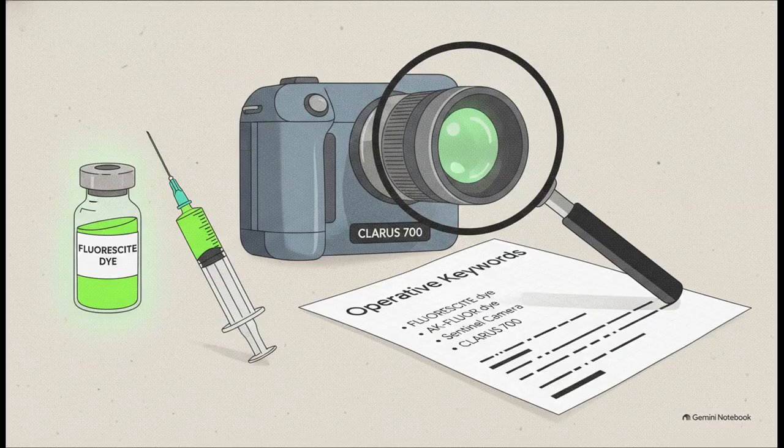When you're reading an eye imaging operative report, here are the exact keywords you should be scanning for. For the injectable fluorescent dye, look for FDA-approved brand names like Fluorescein or AK-FLUOR. For the rapid photography equipment, you want to look for special ophthalmic camera names like the Sentinel camera by AI Optics or the Clara 700 by Zeiss Meditech. Spotting these specific terms confirms, for sure, that you are looking at a fluorescein angiography.